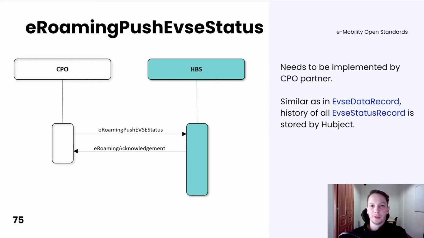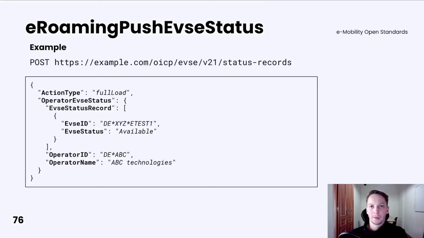When it comes to validation, it behaves the same as for eRoaming push EVSE data. Also, it's possible to specify the action type for the given operation. Similar to EVSE data records, the history of all EVSE status records is stored and versioned by Hubject. When it comes to the request of this operation, it's very simple. You need to provide a combination of EVSE ID with EVSE status in the EVSE status records list.